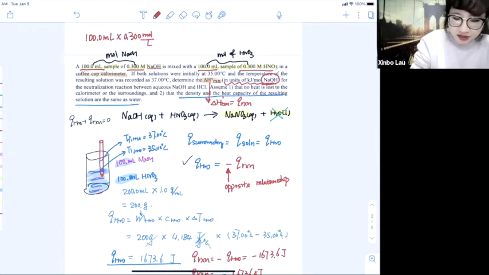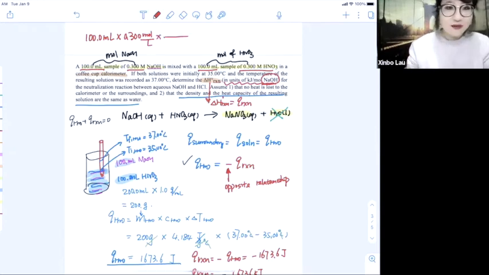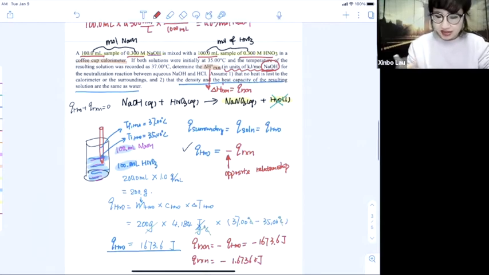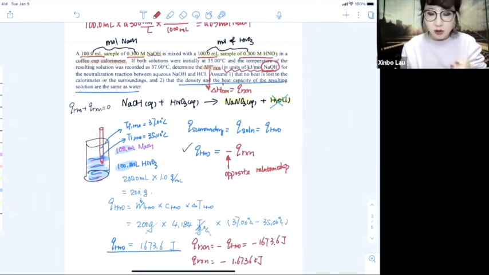You do this calculation, and we clearly see the unit doesn't completely cancel, so we need to do the conversion. 1 liter is 1,000 ml. I do this and I get 0.03 moles of sodium hydroxide. Therefore, the information we just got is that 0.03 moles of sodium hydroxide is going to release 1.6736 kilojoules of heat.